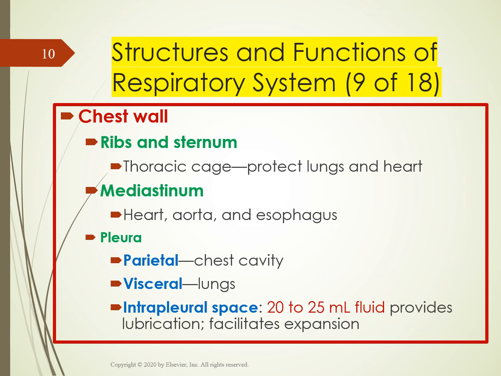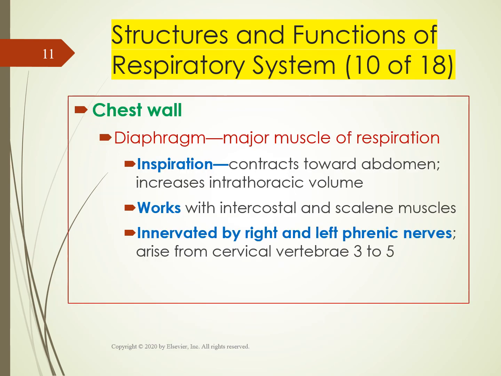Your chest wall, you have your ribs and sternum that protect your lungs and heart. Your pleura: the parietal is your chest cavity, visceral is lungs, and your intrapleural space has a little bit of fluid in there to help with lubrication. Sometimes you'll have what they call pleural friction or a pleural rub, and that is when there's some inflammation in that pleural space and it's rubbing. Your diaphragm is a very large muscle, and that is what helps with your respiration. Inspiration is when it contracts and you're breathing in, and of course then you have expiration.